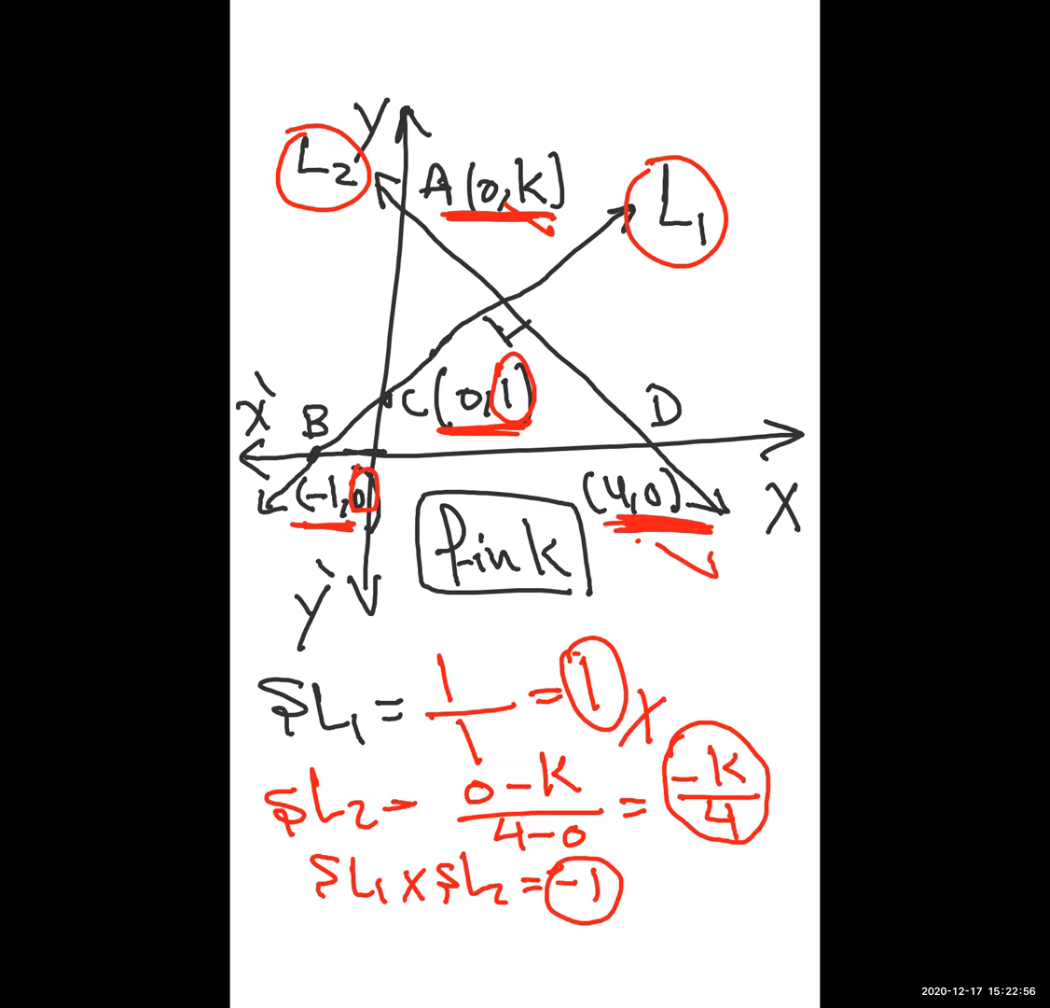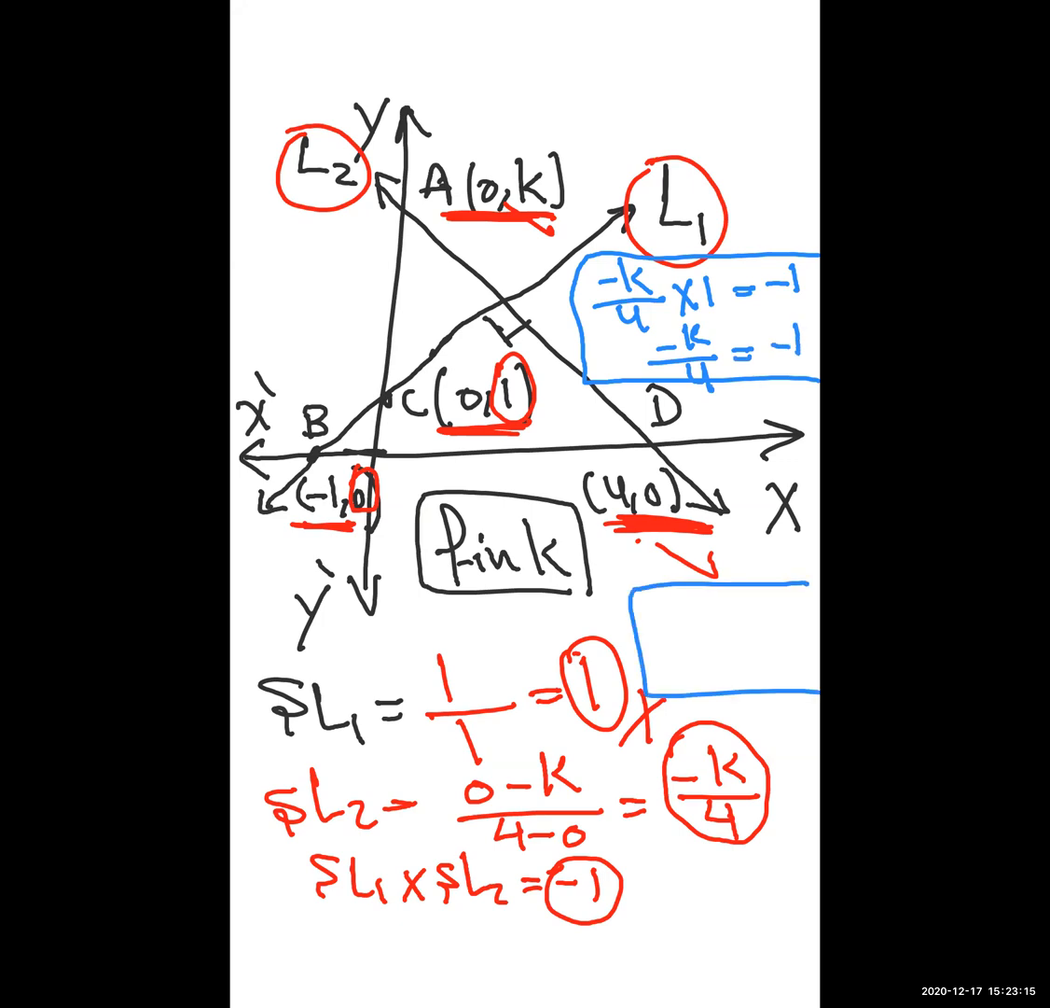So negative K over 4 times 1 will equal negative 1. So simply negative K over 4 will equal negative 1. Just a cross multiplication: negative K will equal negative 4. So this means K will equal 4. Okay, is it clear? Yes. Okay, great. One more question.